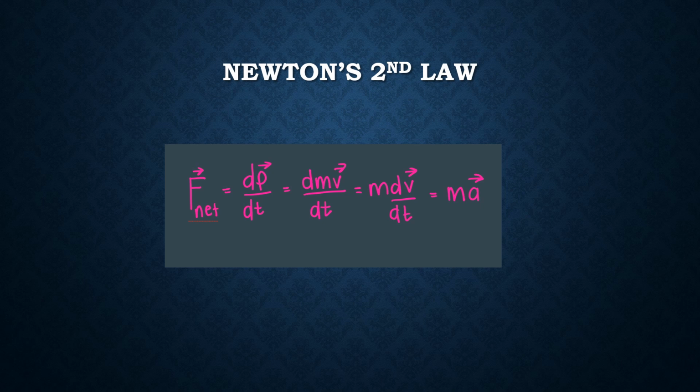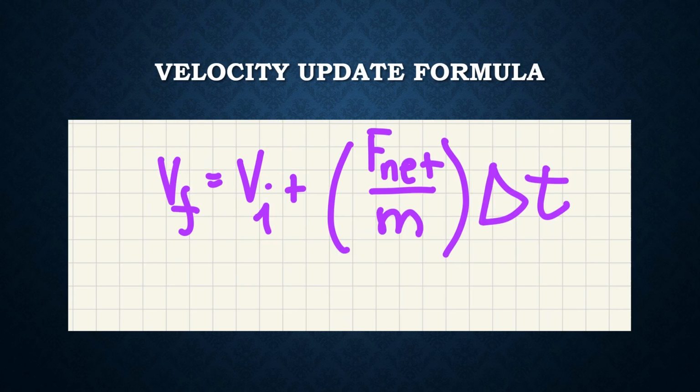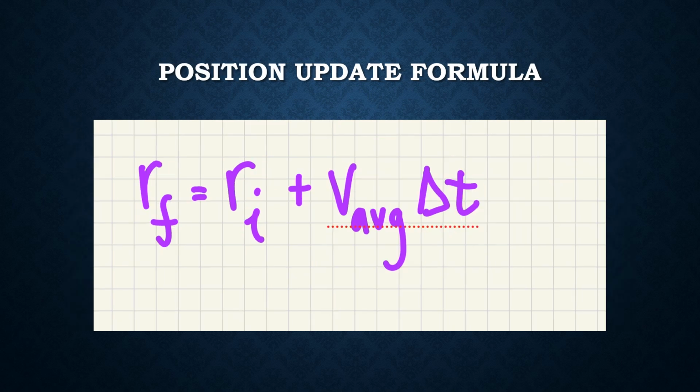So, some important equations. We have Newton's second law, which is mass times acceleration, F net. Then we have the force of gravity. In this case, it is going to be in the negative direction, which is why I have my negative j hat, and g is equal to gravity. We have the velocity update formula: v final equals v initial plus F net over m, change in t. Position update formula: r final equals r initial plus v average, change in t.